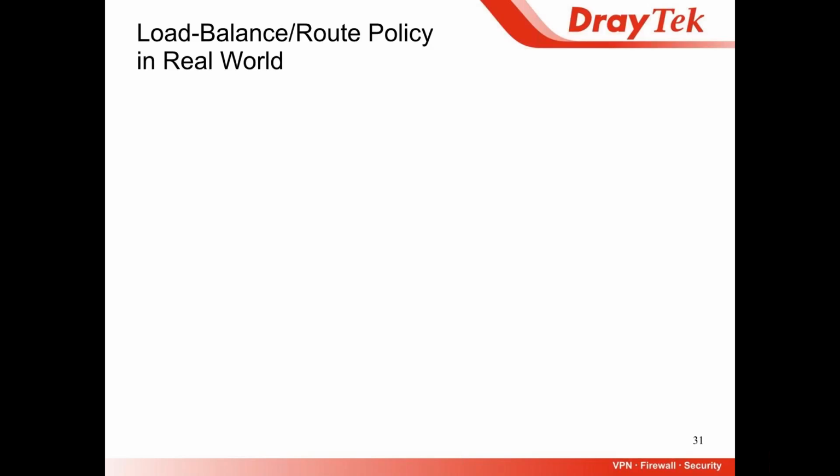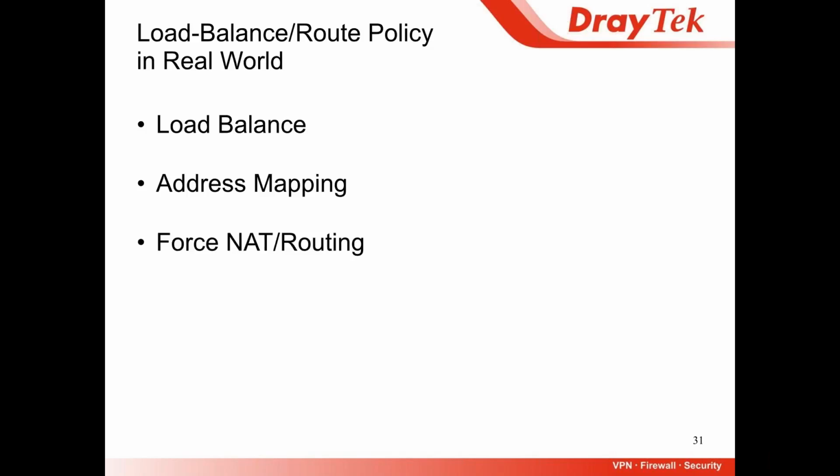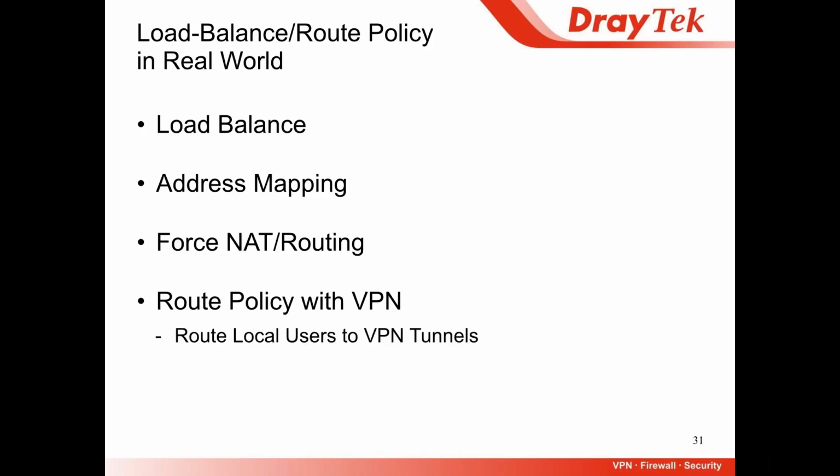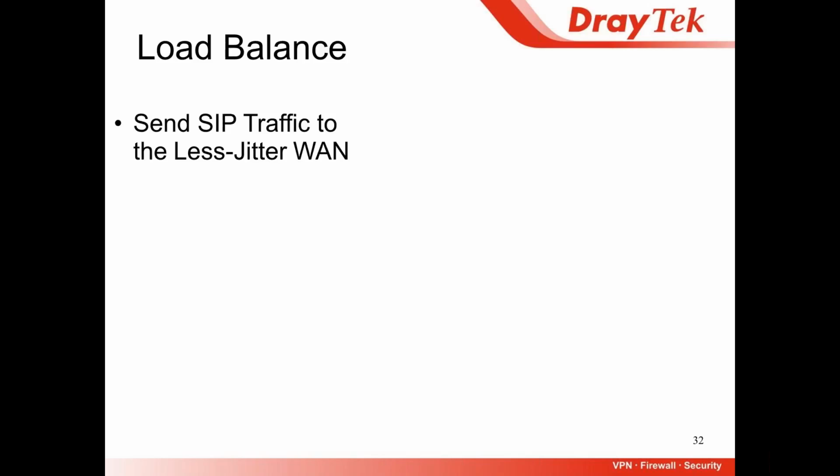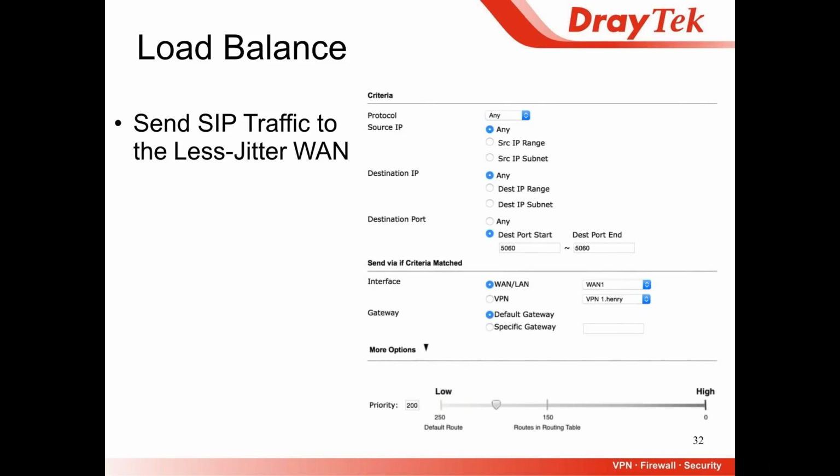So how do people use load balance route policy in the real world? First, they do basic load balance, and they can do address mapping, force NAT, force routing, and route policy with VPN tunnel. You can route local users to a VPN tunnel, or you can route remote dialing clients to your WAN. First one, load balance. Imagine you have two WANs, WAN1 and WAN2. Maybe your WAN1 has less jitter, so you want to send your SIP traffic to WAN1 instead of WAN2. So maybe you can set it like this: destination port 5060, send through WAN1. So this is the basic load balance.